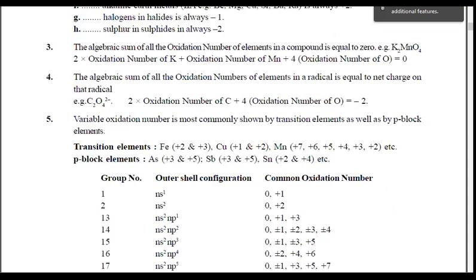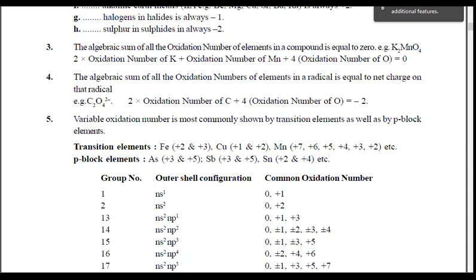Okay, very good, everyone. So tell me, can you know what can be the covalency or valency of any element of s-block or p-block? Yes or no? Yes, you can know that.